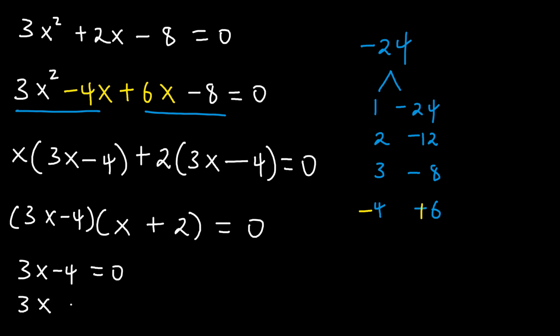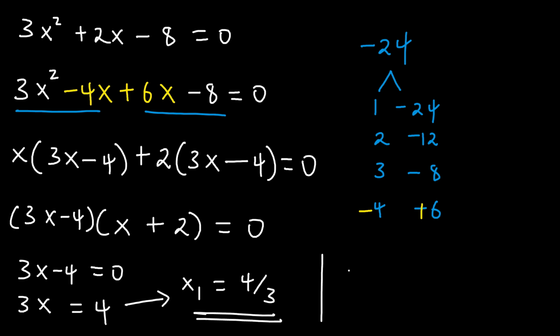And now we can set 3x minus 4 to be equal to 0. And so 3x will be equal to positive 4. And if we divide through by 3, we shall have x1 equaling 4 divided by 3. And if we set x plus 2 to be equal to 0, then x2 will be equal to negative 2.